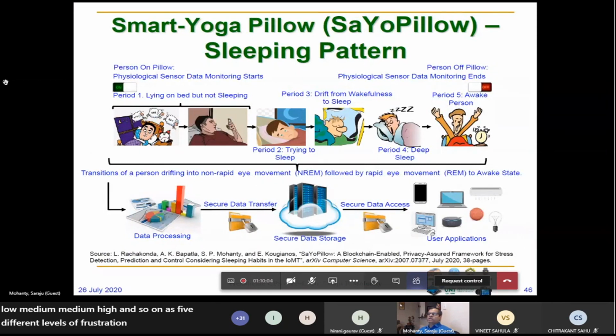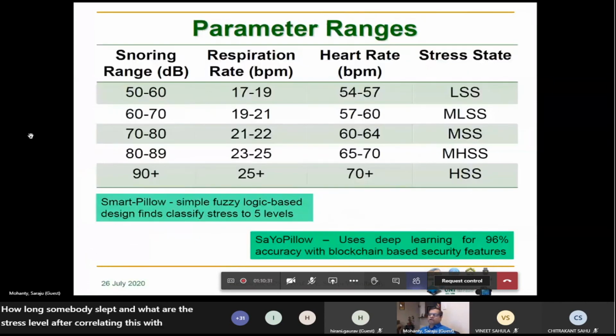And that smart pillow work has evolved to a bigger domain, what we call a smart yoga pillow or Sayo pillow, where we are analyzing different patterns of the sleep. Period one, somebody is just starting sleep, then trying to sleep. All these things we are able to monitor, and then accurately say how long somebody slept and what is the stress level after correlating this with the physiological and other data.